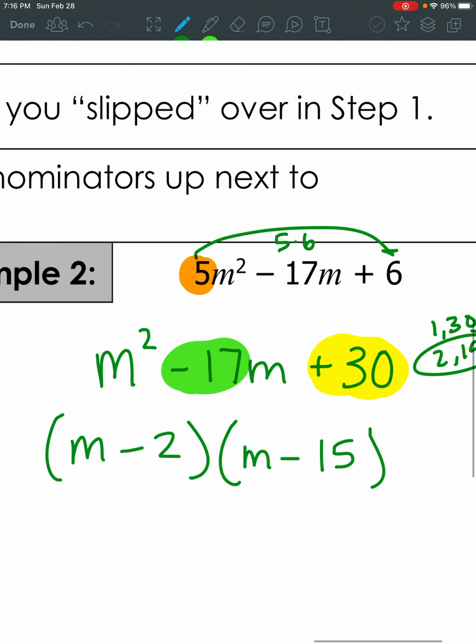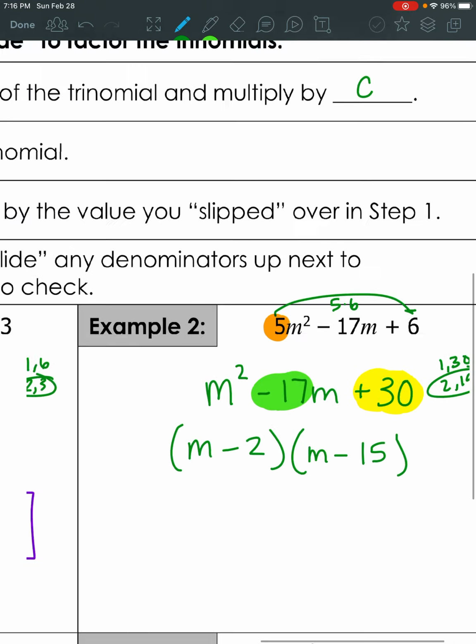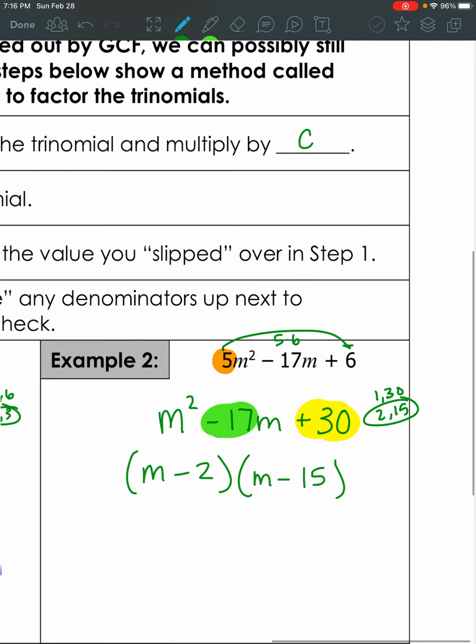Now, we are not done. The most common mistake I see is, oh, we factored it, we're good. But remember, we slipped that 5 down, so we still have to continue here. Step 3, divide both your factors by the term that we slipped down.